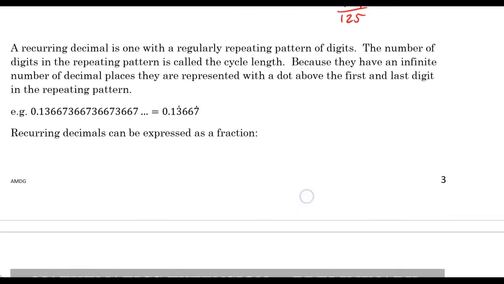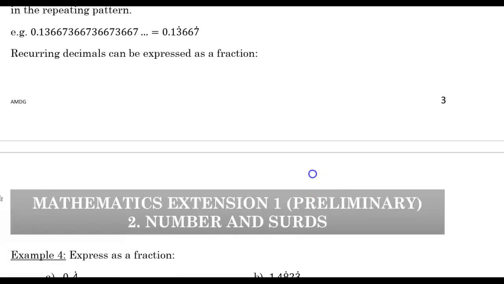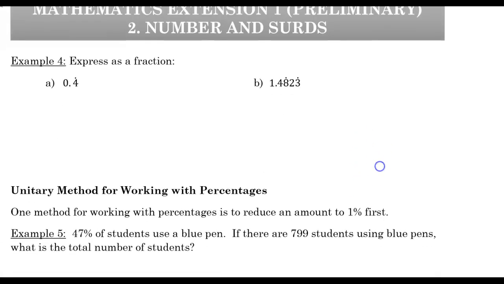Those things aside, recurring decimals are where we have a regularly repeating pattern of digits. These can be expressed as a fraction. There is a neat trick for doing so, and we're going to have a look at it here. For 0.4 recurring, I'm going to start by saying let x equal 0.4 recurring. And because I have one digit that recurs, I'm going to multiply x by 10 to the power of 1. So 10x equals 4.4 recurring.